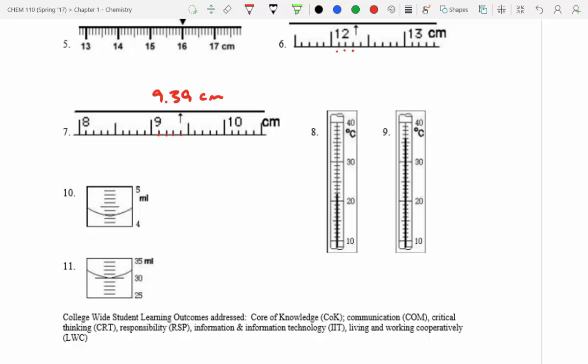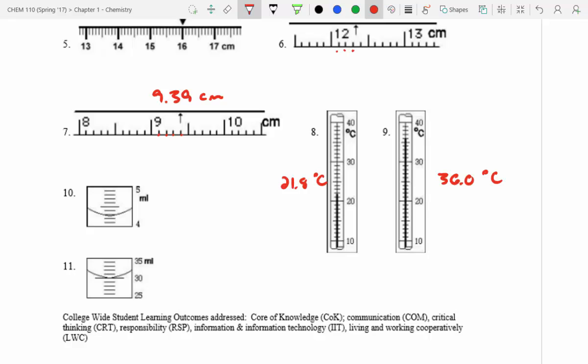For number 8, what do you guys think it is? Yeah, it's definitely past the 21, so I'd say maybe 21.8, 21.9. And oftentimes people will write degrees Celsius like that. All right, what about number 9? 36. Is that it? 36.0. You want to estimate one more. So 36.0 degrees Celsius. All right.